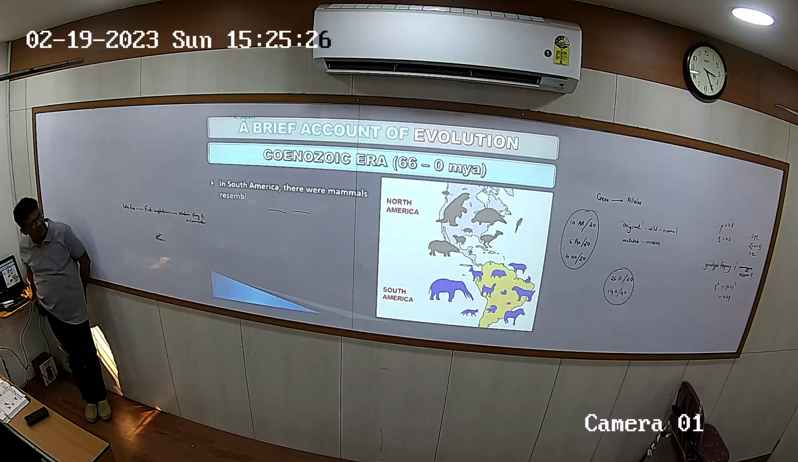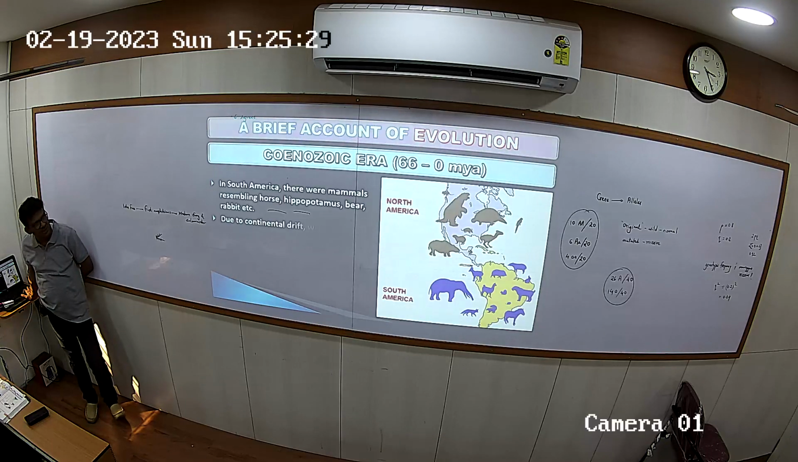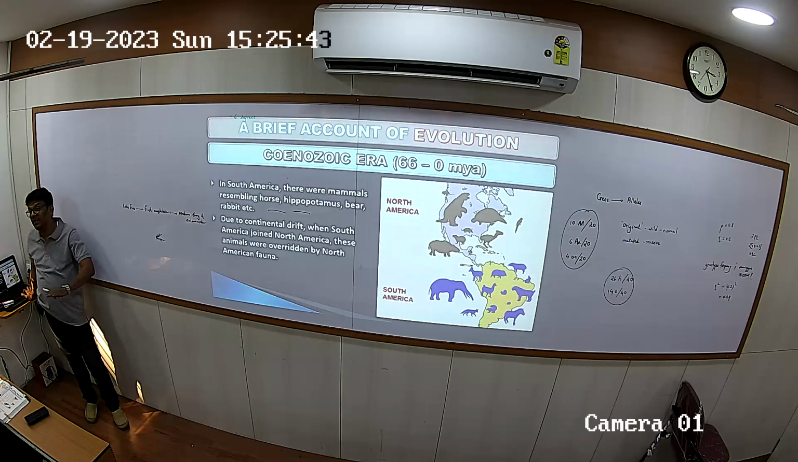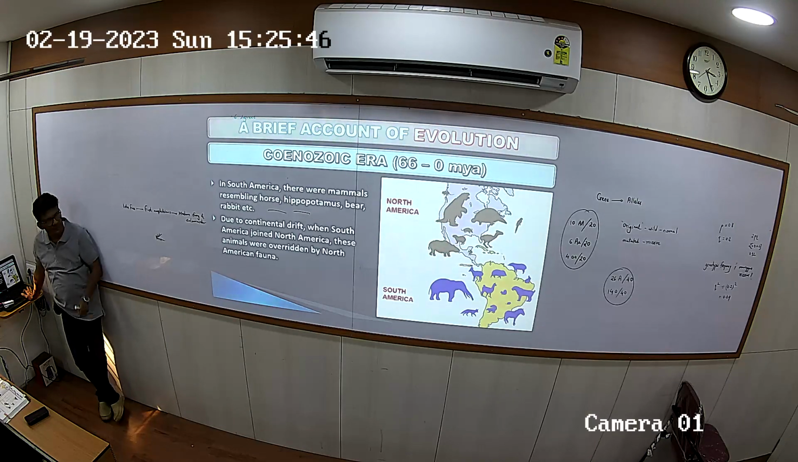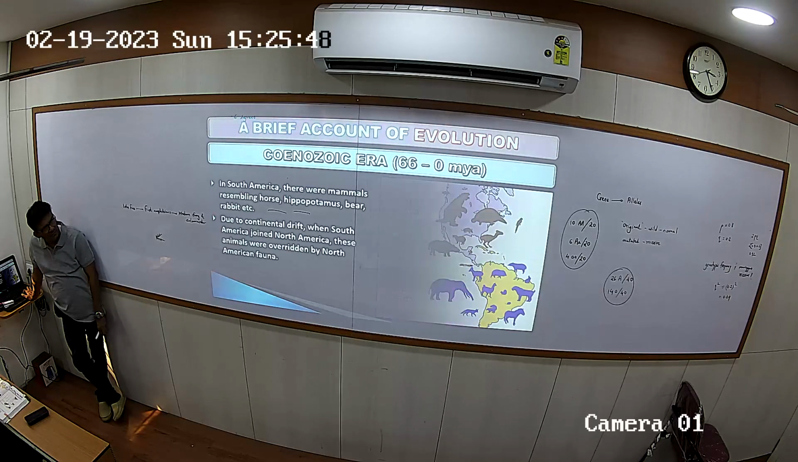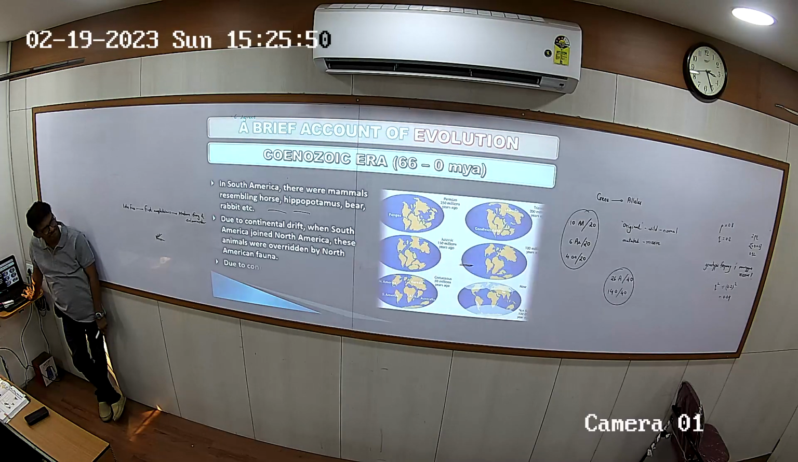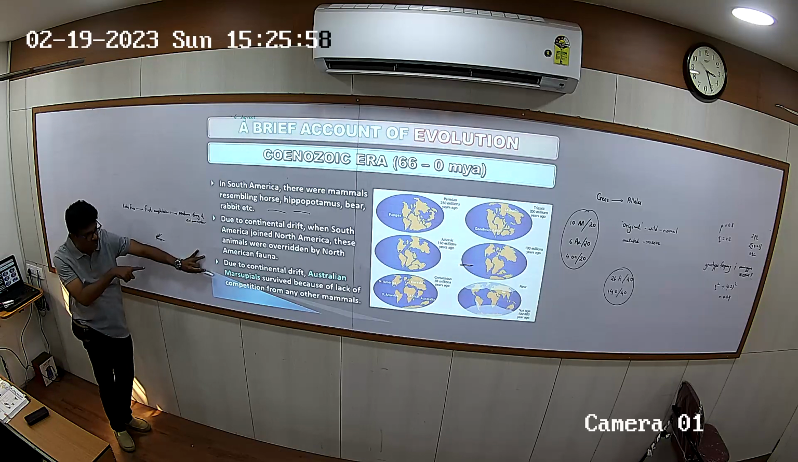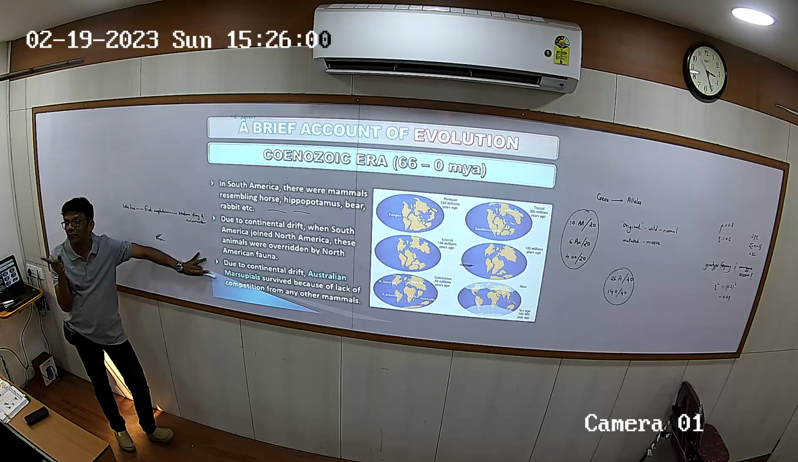In South America, there were mammals resembling horse, hippopotamus, bear, rabbit, etc. But due to continental drift, when South America joined North America, these animals were overridden by North American fauna. Because of the competition with North American animals, they became extinct. Due to continental drift, Australian marsupials survived because of the lack of competition and lack of those predators.